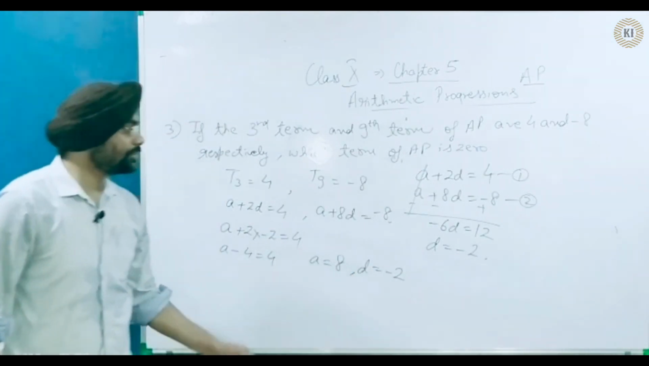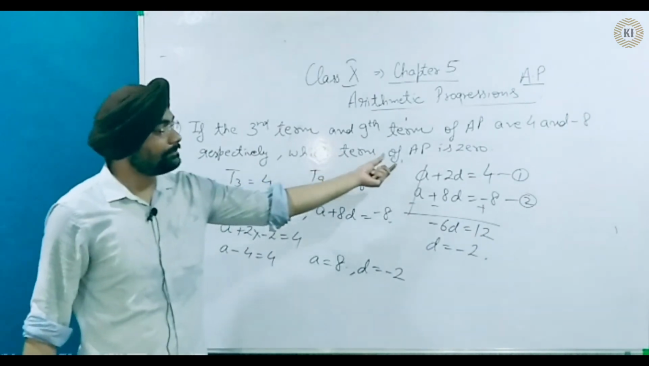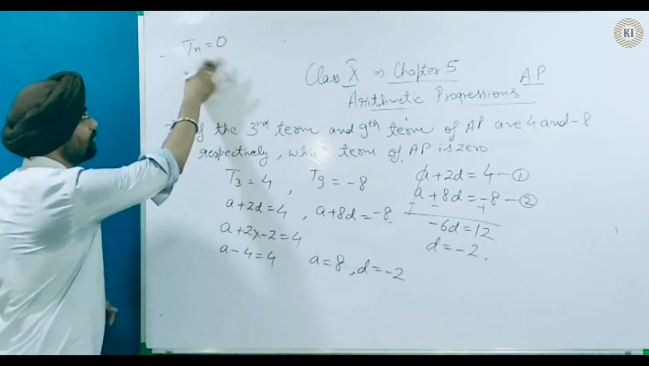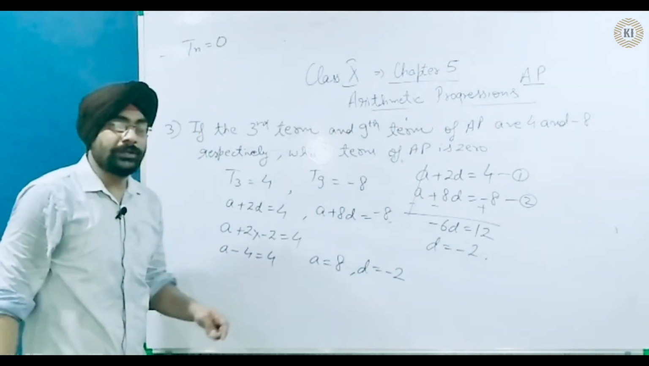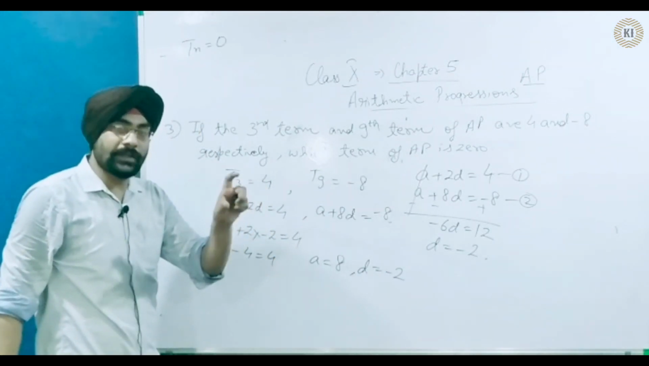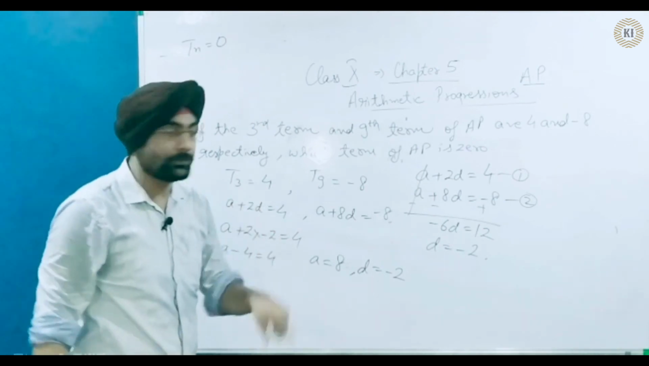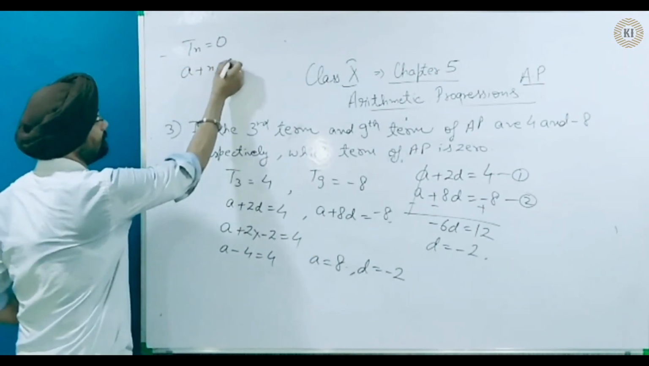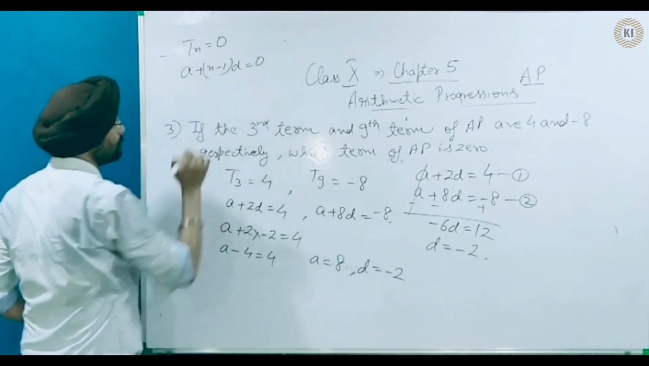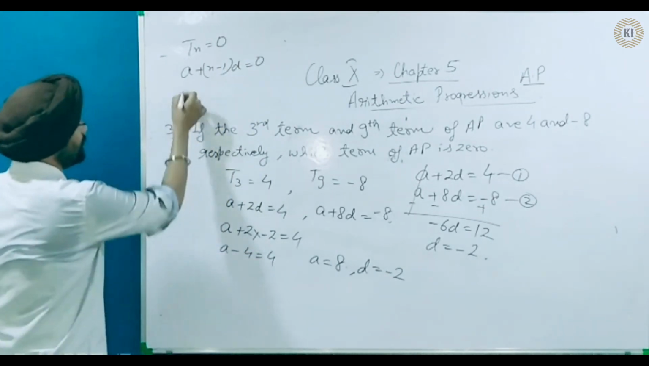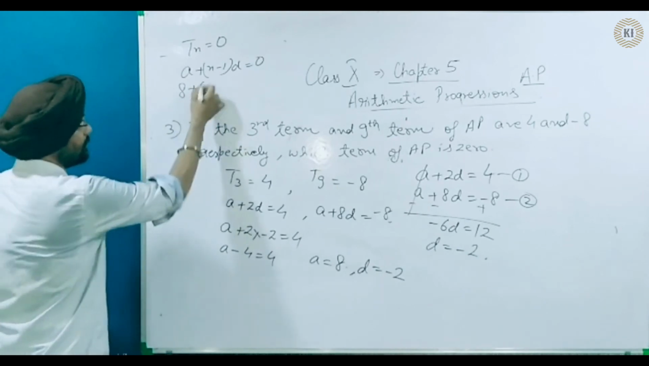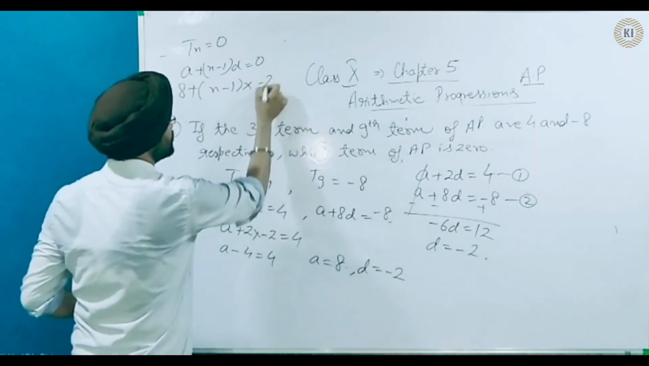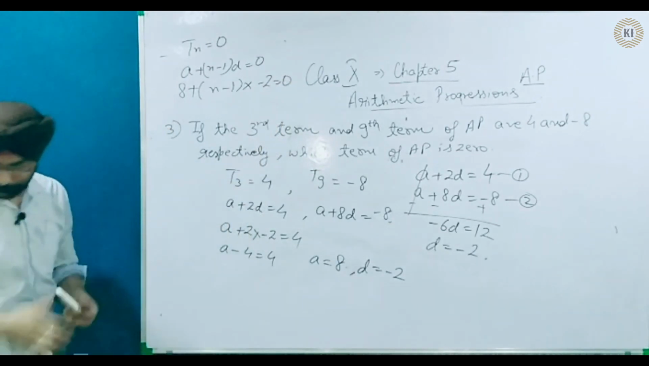Now the question is saying which term of the AP is 0. It means that we have to calculate which term of this AP. We have to calculate the nth term. At the place of the nth term, the value should come 0. So the formula: a plus (n minus 1) into d will be equal to 0. So the value of a is 8 plus (n minus 1) into d, where the value of d is minus 2, will be equal to 0.